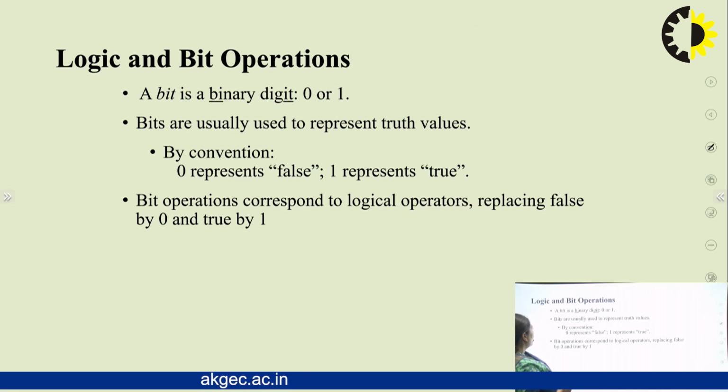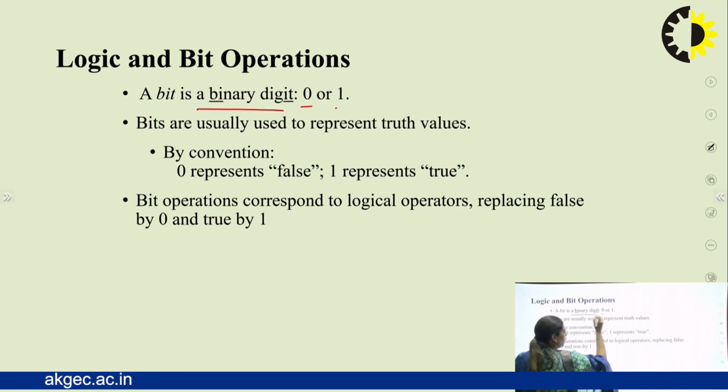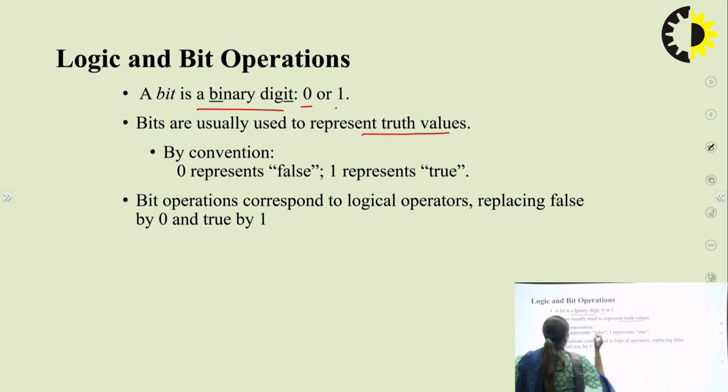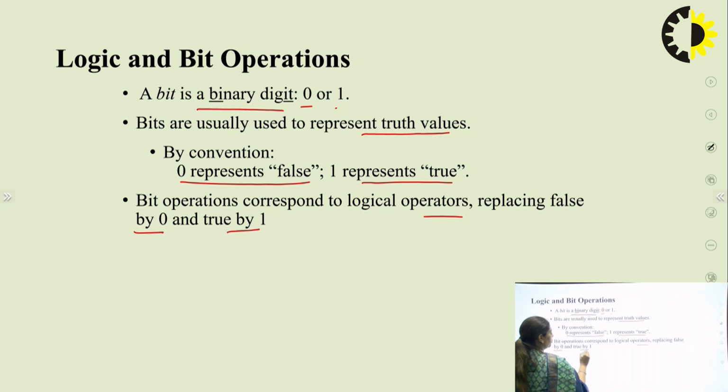Now, logic and bit operations. A bit is a binary digit symbolized with 0 and 1. 0 means false and 1 means true. Bits are usually used to represent truth values. By convention, 0 represents false and 1 represents true. Bit operations correspond to the logical operators, replacing false by 0 and true by 1. We can use 0 or 1, or true or false.